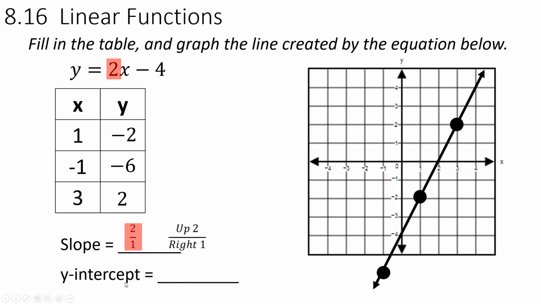And then let's talk about the y-intercept. The y-intercept hits the y-axis at negative 4. Your constant in the equation was negative 4. Your y-intercept's negative 4. We're going to explore that more in the upcoming weeks, but that's a huge, huge thing. Moving on.